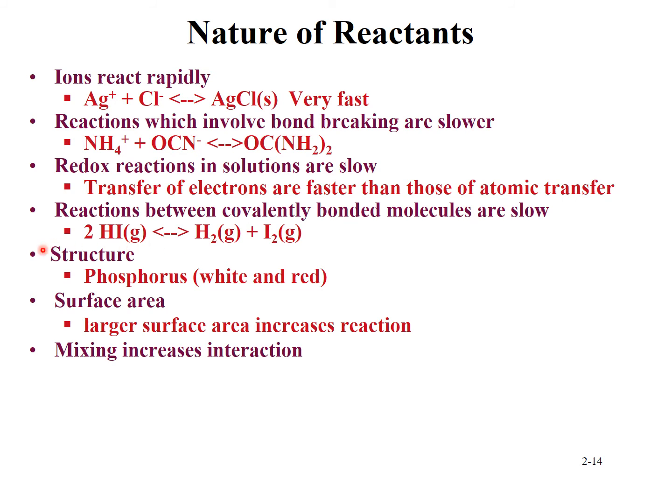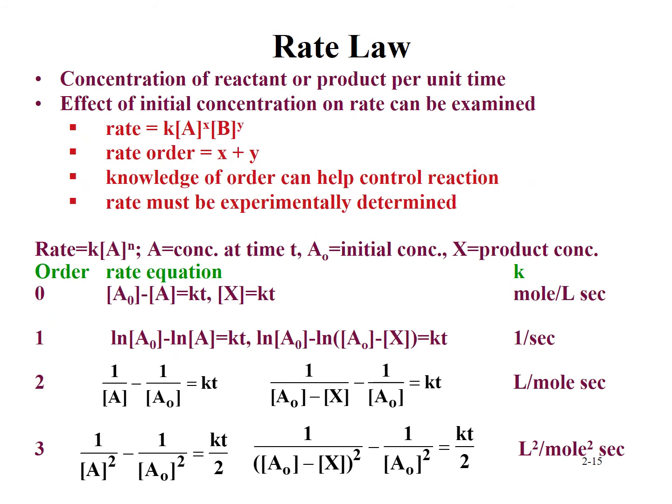Structure can affect reactions, and a great example is with phosphorus. White phosphorus can be kinetically fast, but red phosphorus can be slower. Surface area, larger surface areas can enhance reactions. This is often used for development of catalysts. Something as simple as mixing is known to increase reaction rates. One way of describing the rates are rate laws.